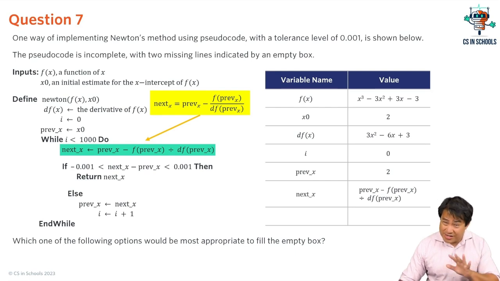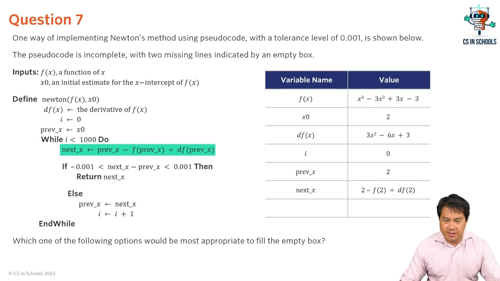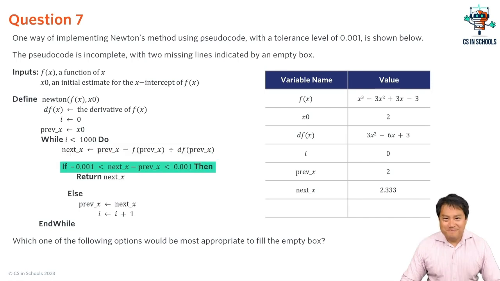In a sense, that's the most important line in this pseudocode, but luckily for us, that was not the line that we had to know in the question that was being asked of us. But anyway, that's how we evaluate next x. You can see that is now popped into our trace table on the right there. We are going to evaluate that by plugging in 2 for previous x. Okay, we're going to substitute in the function and the derivative of the function, and we end up with next x being 2.333. So what happens now is we're approaching the 2 lines of code that we needed to fill in to complete the algorithm.